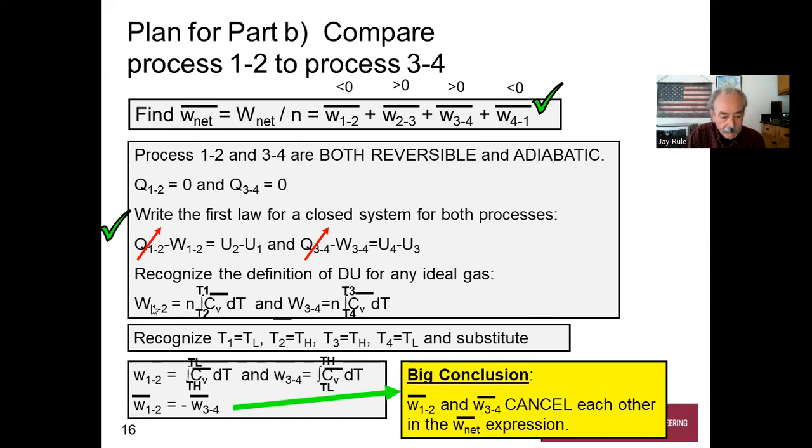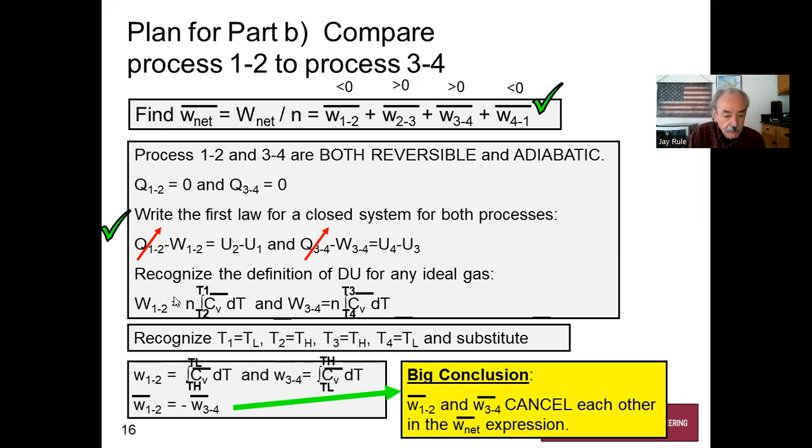Here I've got the work from 1 to 2 is U1 minus U2. There's the expression for delta U. And the work from 3 to 4 is U3 minus U4. Here's the expression for delta U from 3 to 4. Now, T1 to T2: T1 is TL, and T2 is TH. So really, I know T1 and T2, TL and TH. I've got both of those. Let's look over here. T3 is TH and T4 is TL.